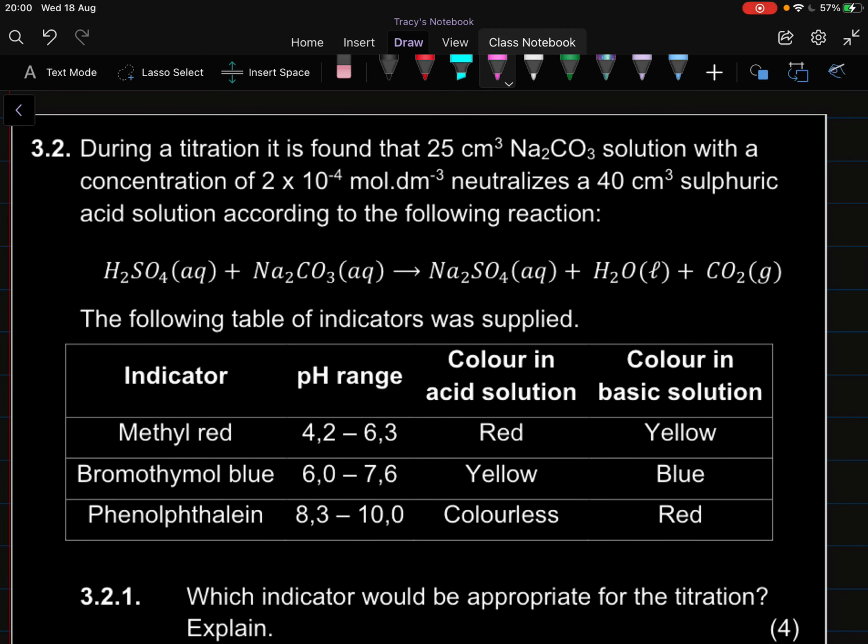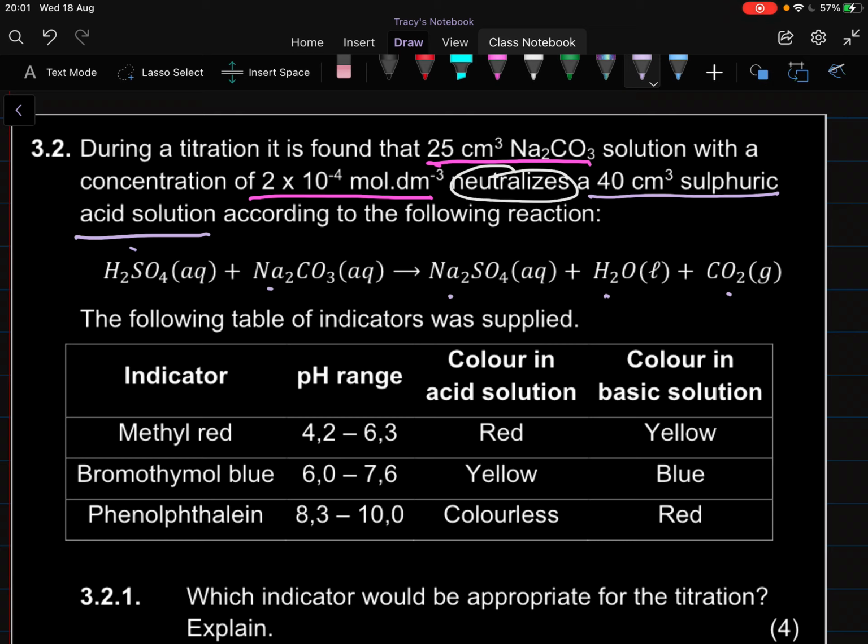3.2. Now this is a nice question because we gave you these. When we do this, we expect you to know methyl orange. Here they've given you methyl red, which is why we gave the table. It says during the titration it is found that 25 cm³ of sodium carbonate with a concentration of 2 times 10 to the minus 4 neutralizes, so there's going to be nothing left over, 40 cm³ of sulfuric acid according to the following reaction. So we've got H2SO4 plus Na2CO3 giving Na2SO4, H2O and CO2. They don't tell us whether it's balanced or not, so we're going to have a quick check. Yes, it is, so we're all happy.